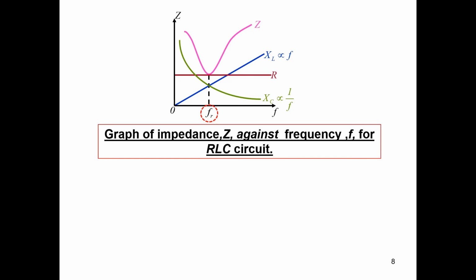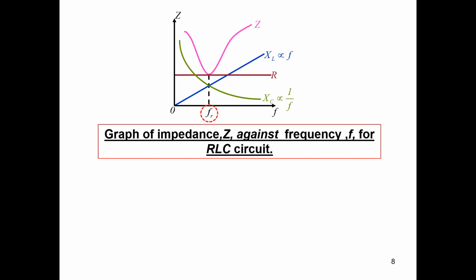Now look at the graph of impedance Z against frequency F for an RLC circuit, for the combination of the resistor, inductor and also capacitor. Firstly, look at the graph of the resistance. Here we can see that the resistance just has a horizontal graph, so it means that the value of resistance is not affected by the frequency, right?